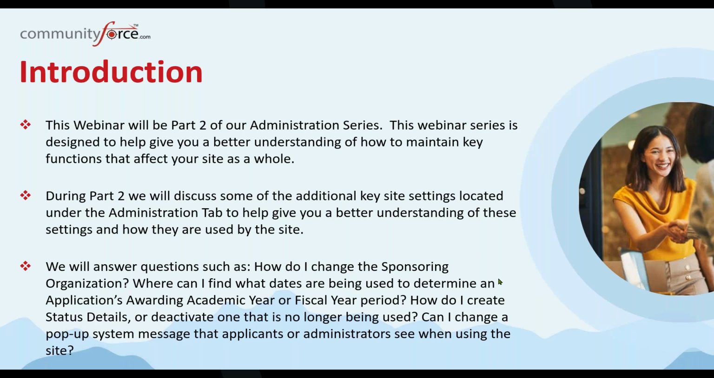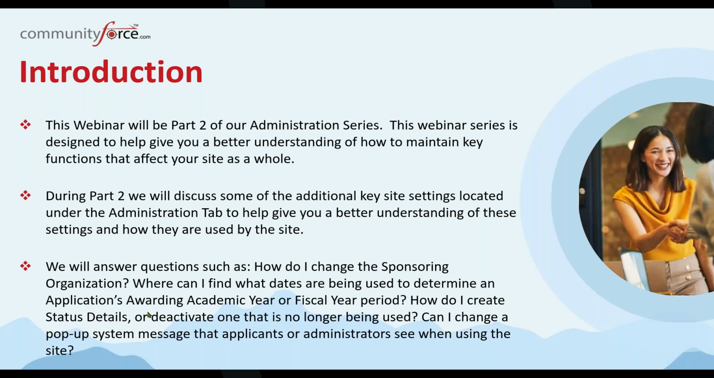Some of the questions that we'll answer today are, of course, how do I change a sponsoring organization? If you're using multiple organizations and maybe have multiple departments, and so you have sponsoring organizations, how do you change those? Your academic year, your fiscal awarding period, how do you determine what period your application is using? And then where is it getting that information from? How does it know what your academic period is? When we talk about academic period, we'll get into what we mean by that.